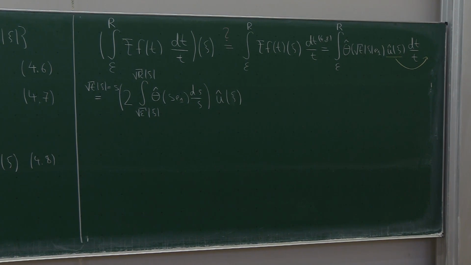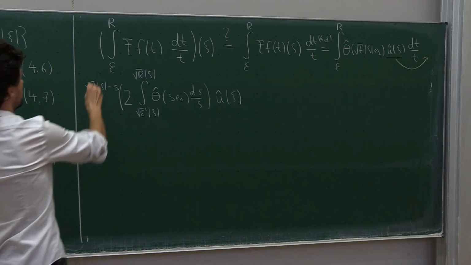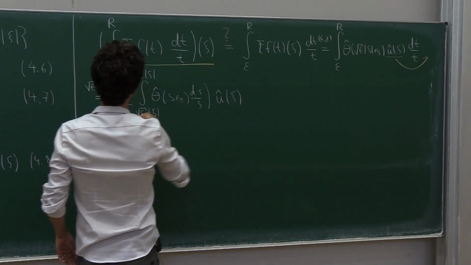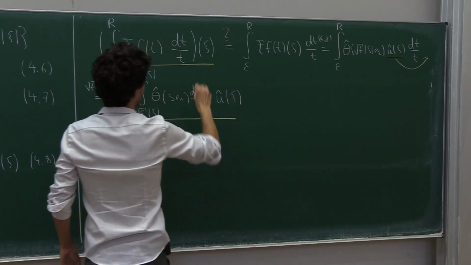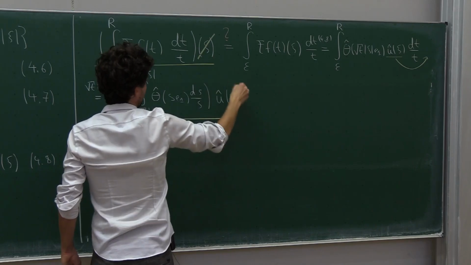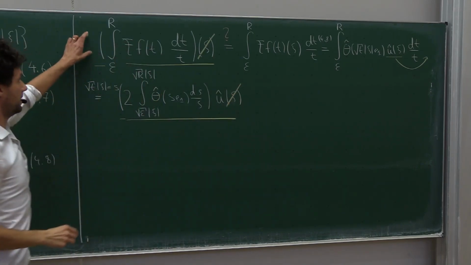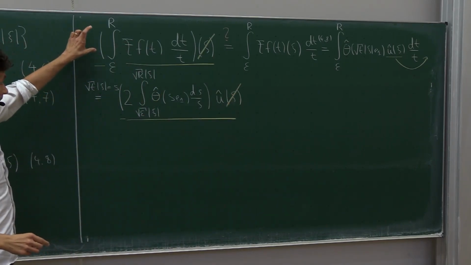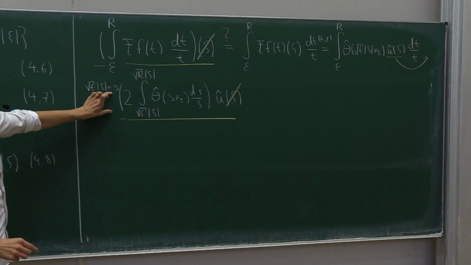Okay, and now if this is true for every xi, then I can look just at this thing and at this thing, and then the xi variable is not important for the thing, so it's an identity of functions. The L2 valued integral would be equal to this function.